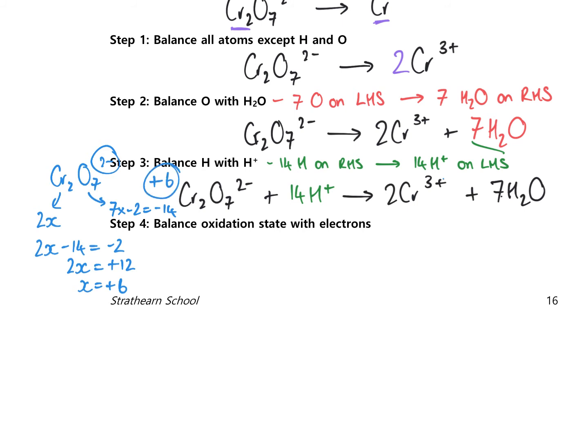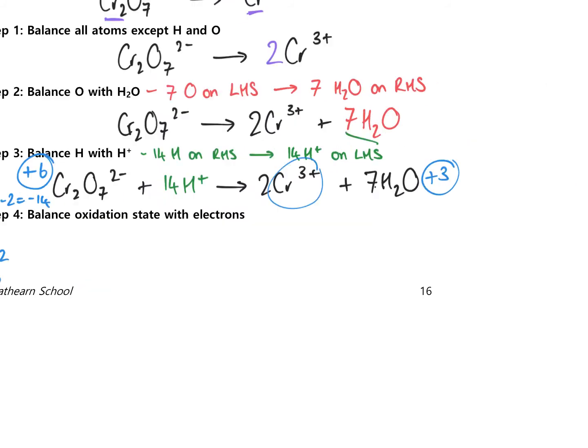And on the right-hand side, you can see that it's just a simple ion. Its oxidation state is plus 3. You ignore the balancing number here. You want to know what is the oxidation state of the individual atom within the formula. You don't include the balancing number because that's to do with the overall reaction. It's not to do with the individual oxidation state as such.